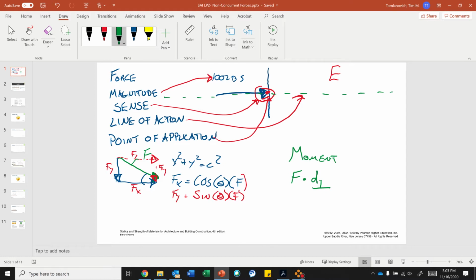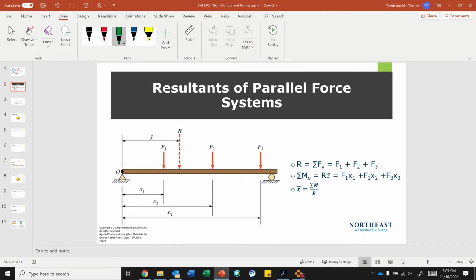So now we're going to move on and continue with this. Now we're going to talk about resultants of parallel force systems. It's called a non-concurrent force system. Remember what a non-concurrent force system is. In a concurrent force system, the lines of action intersect at a common point. A non-concurrent force system means that the lines of action do not intersect at a common point.